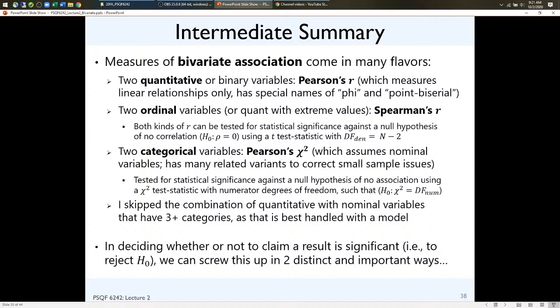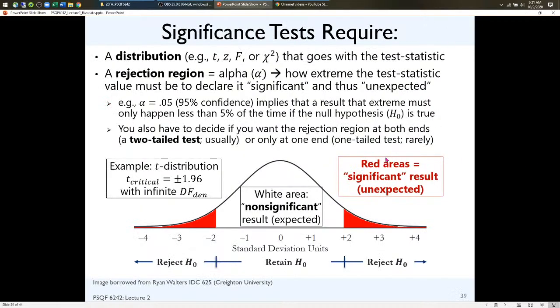So when we're conducting tests as to whether or not we have a significant association between two variables, we can screw up this process and make an incorrect decision in two distinct ways. So this is where we're picking up here.